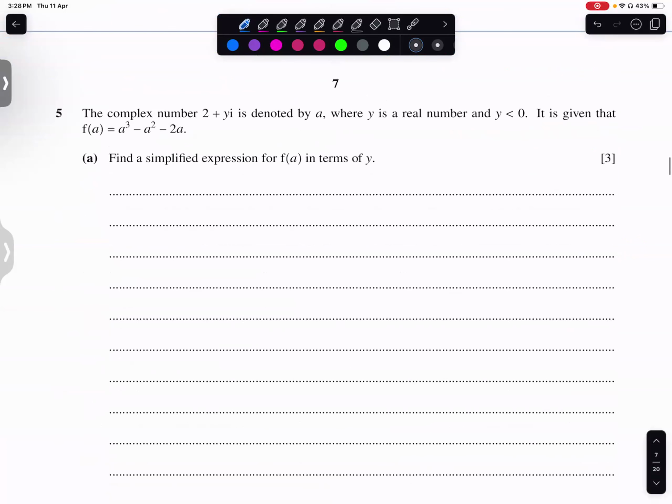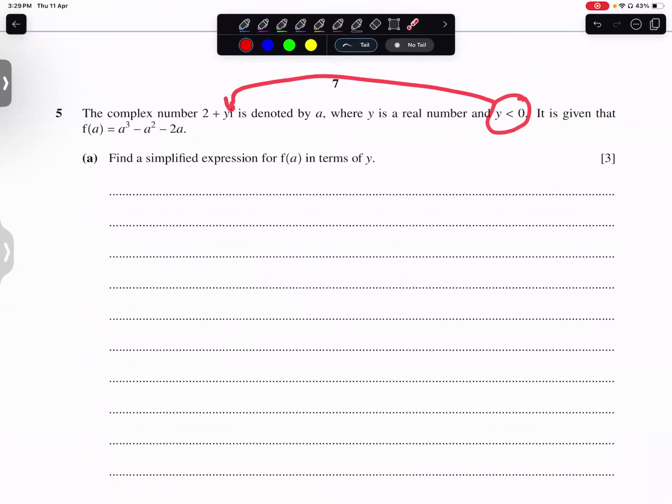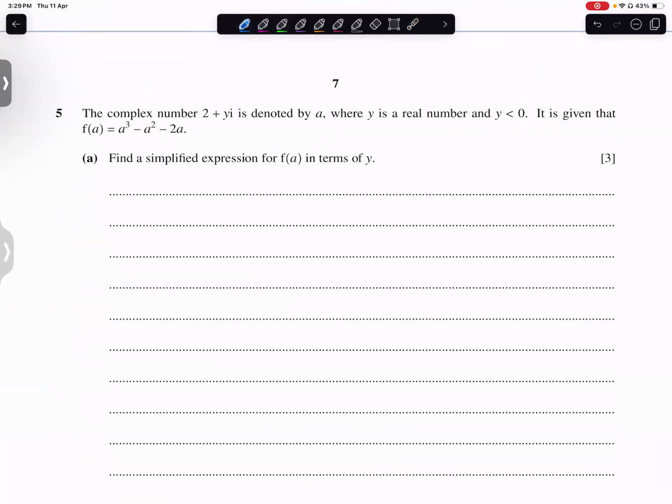So moving on to the next part, this is very, very interesting, students. This question is very, very interesting. The complex number 2 plus yi is denoted by a, where y is a real number, and please look at this, y is less than 0, which means the imaginary part is actually negative. It is given that f of a is this. Find a simplified expression for f of a in terms of y. So first of all, students, what was your a? Your a was 2 plus yi.